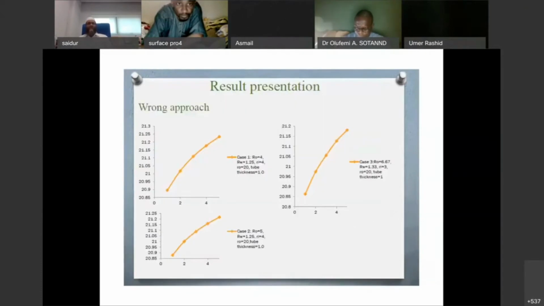As you can see in the results, you can present them, and you see there are many figures. It is not a good approach to present in such a way.